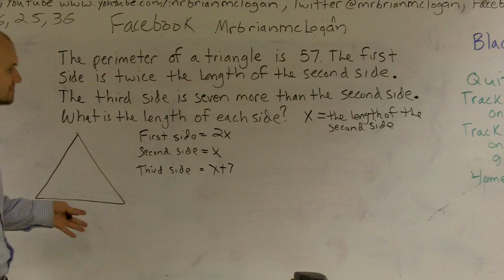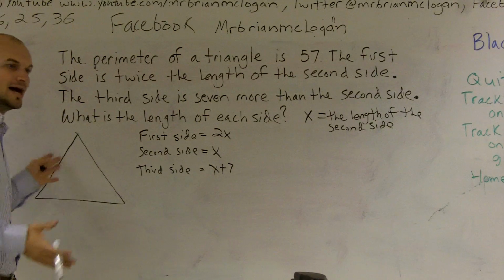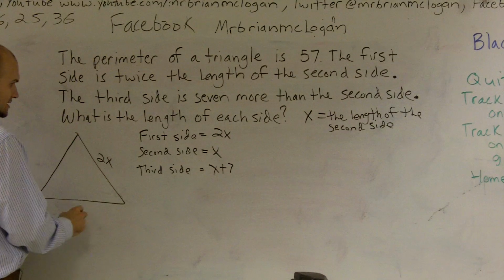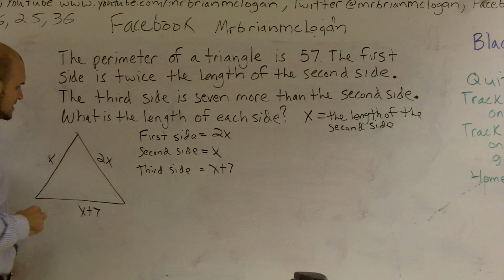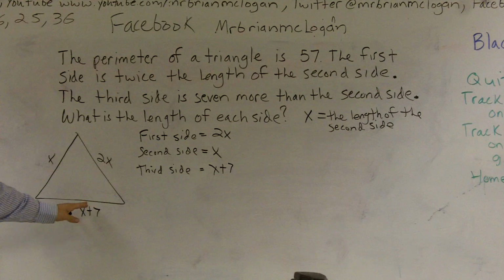Now, on my triangle, I don't know if this is obtuse, acute, equilateral, whatever. So I'm just going to write them in there because how my triangle is drawn is not really going to help me solve my problem. So I have x, 2x, x plus 7. Obviously, that's x, and the other has to be twice as big, but I'm not going to be worried about that.